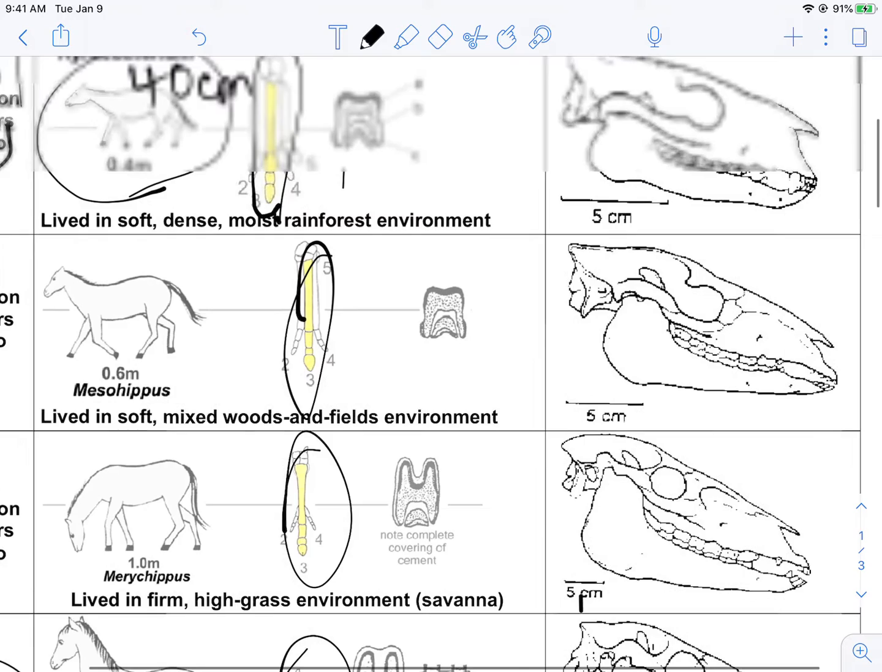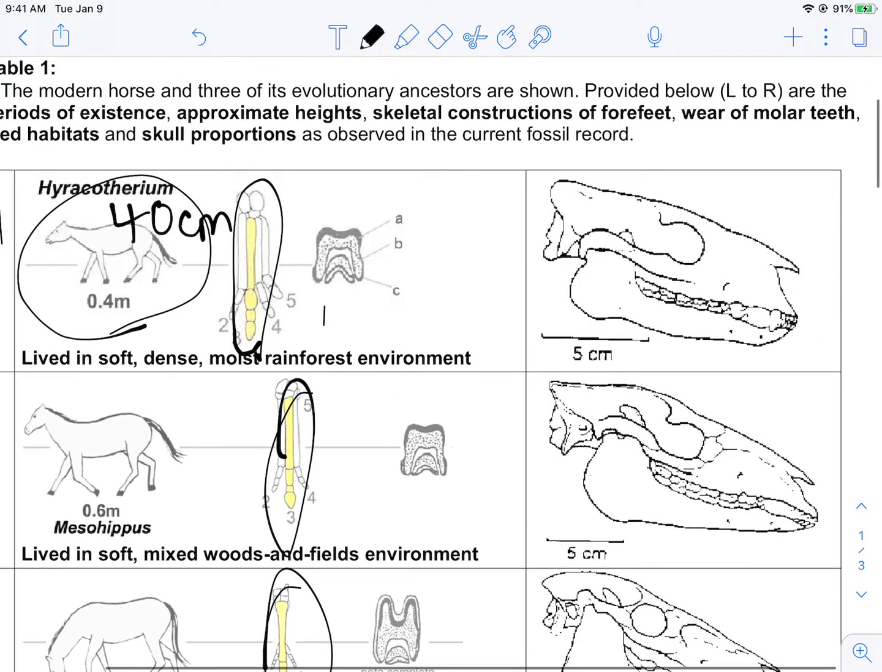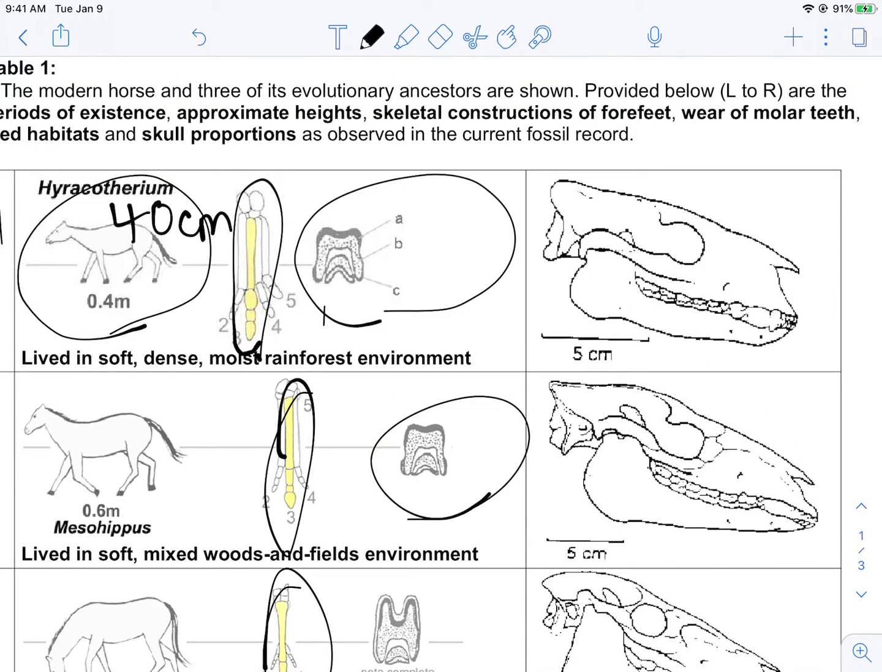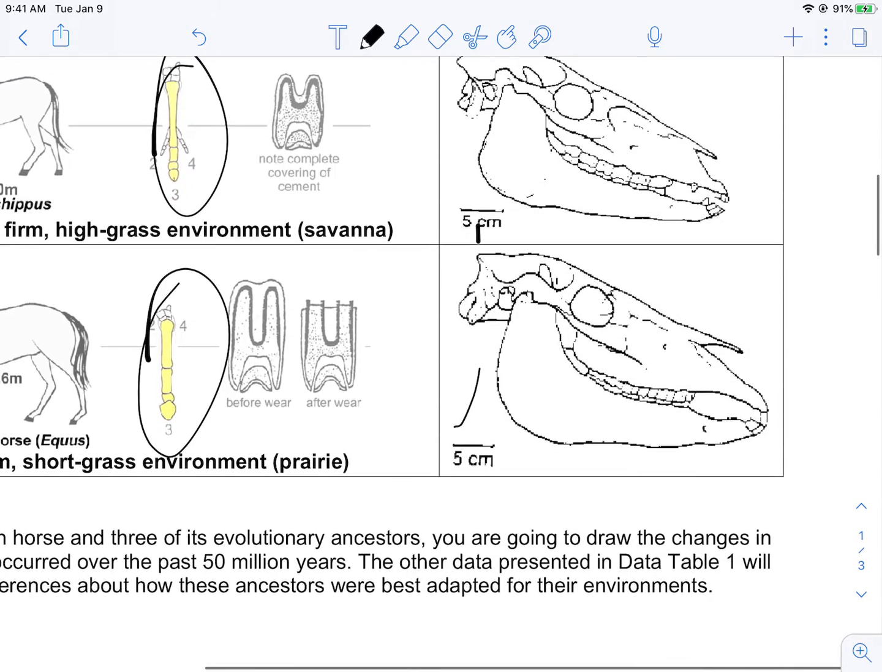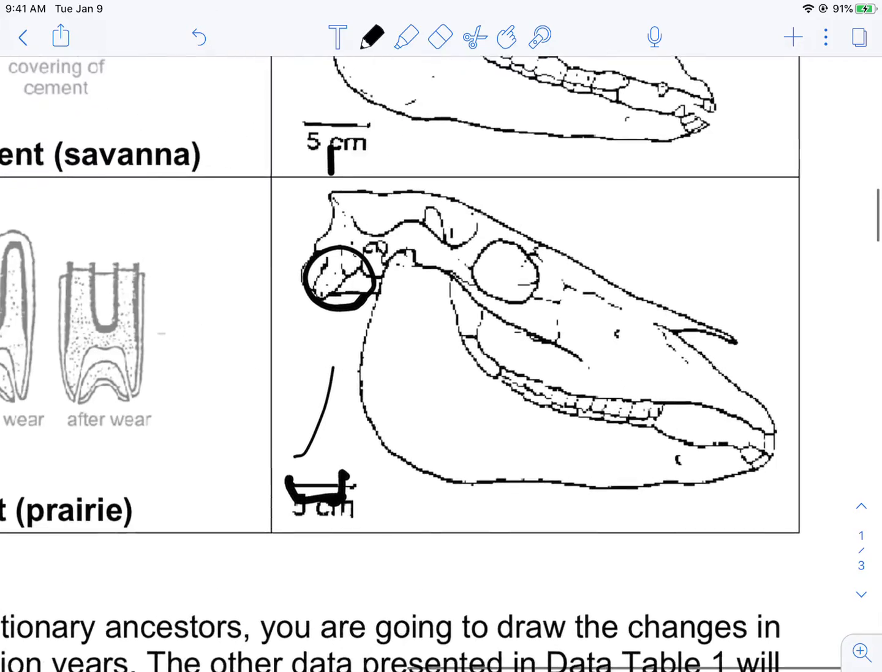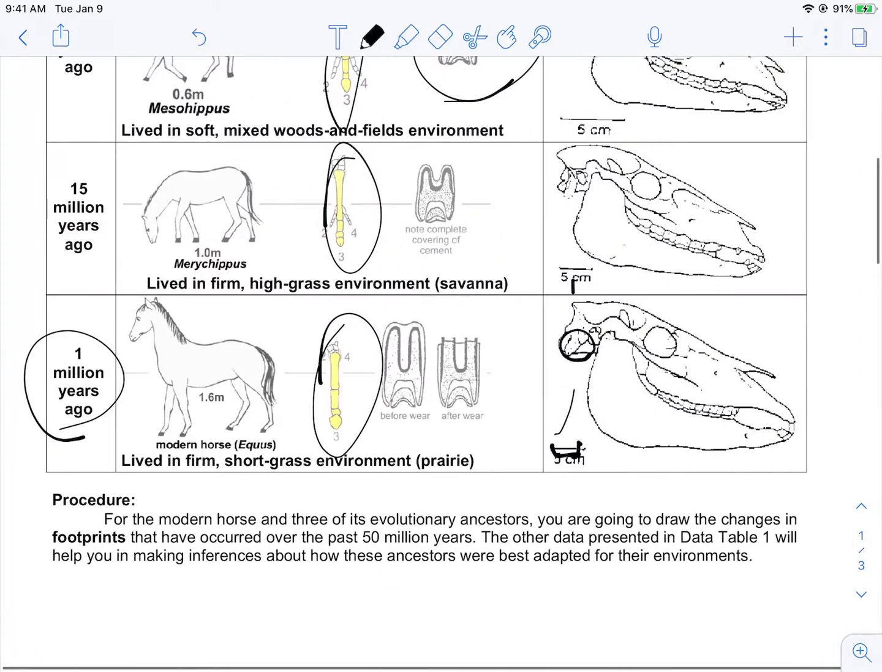And so the thing about this is, the next part is you have your teeth. We don't really need to worry too much about the teeth right now. And you also have the size of a horse's skeleton. So this is what 5 centimeters would look like. So this is a rather small skeleton. And nowadays, 5 centimeters would be about the size of its ear. So the skull has gotten rather big.